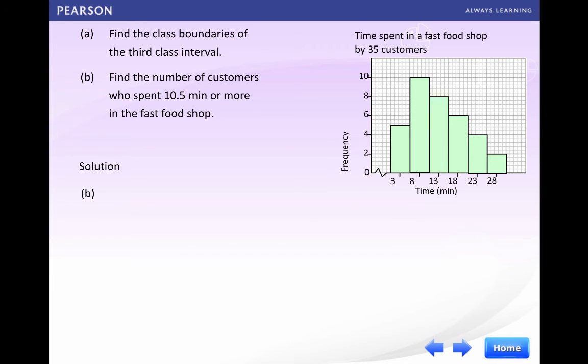And part B. So we know that for 10.5 or above, we just need to look at the last 4 rectangular bars. So we can add them up, and we get the answer 20. So that's the end of the video.